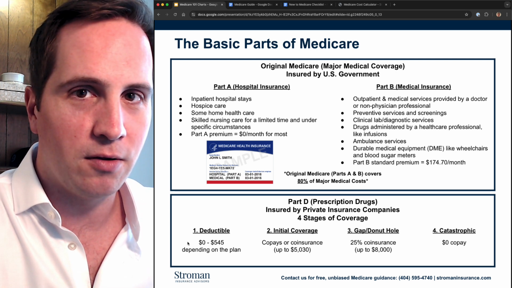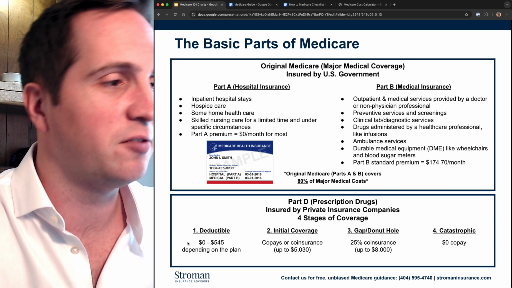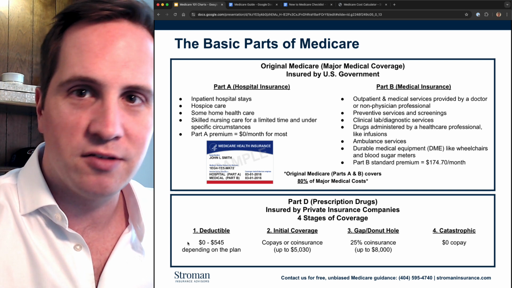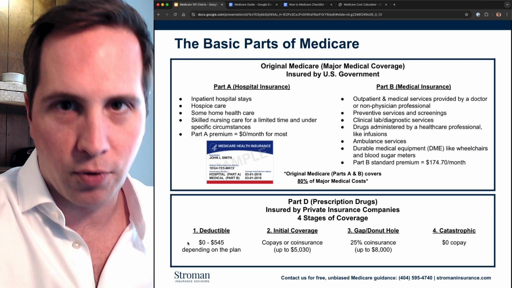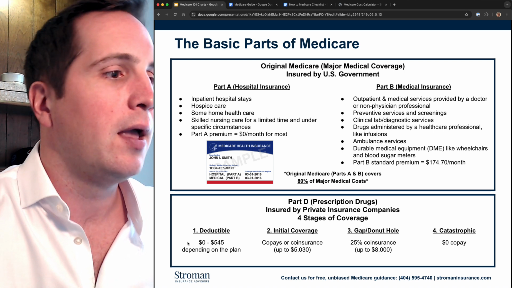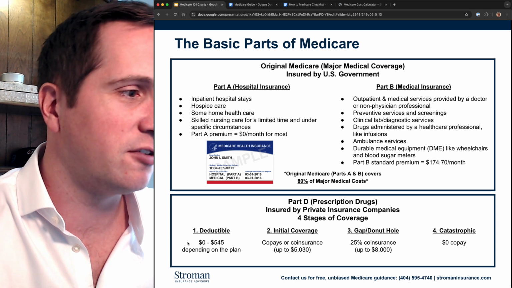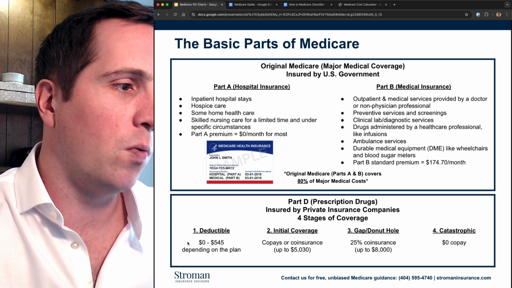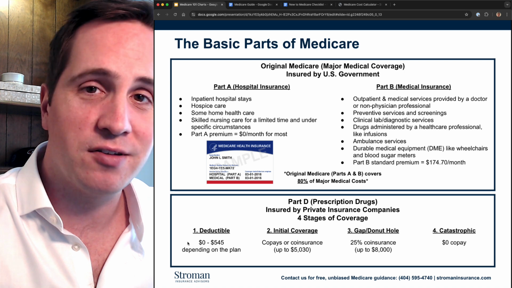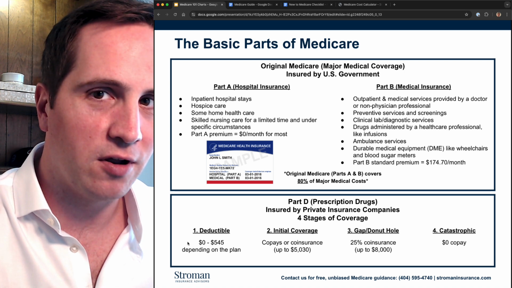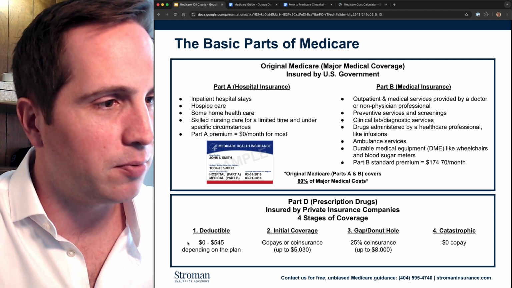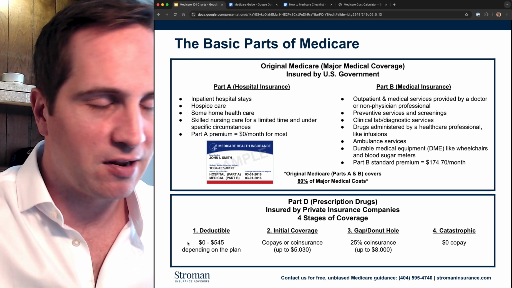of the drug as your responsibility, but you're going to have co-pays of say $10, $20, $30, $40, or maybe more, and coinsurance. So just a percentage of the cost is what you'll be responsible for. So that goes up to $5,030 in drug costs, which is a lot. Not a lot of people reach that level, but that's how it works.